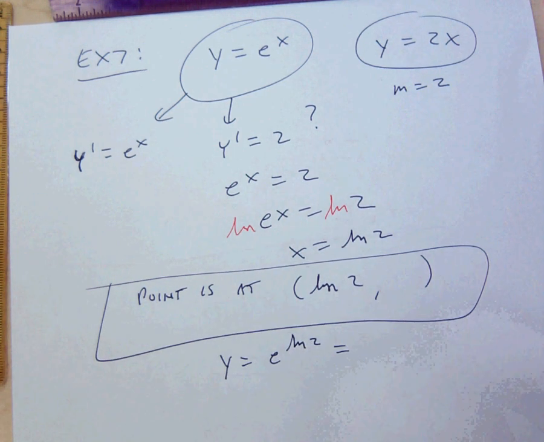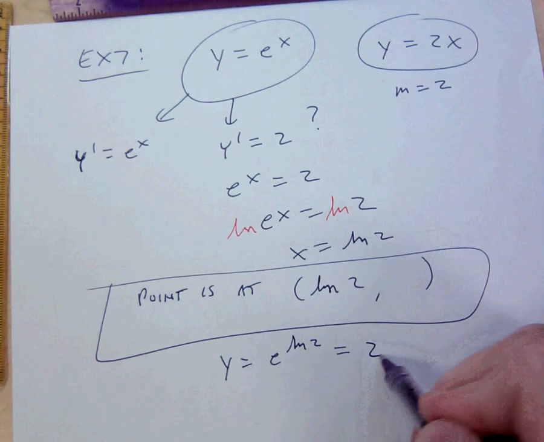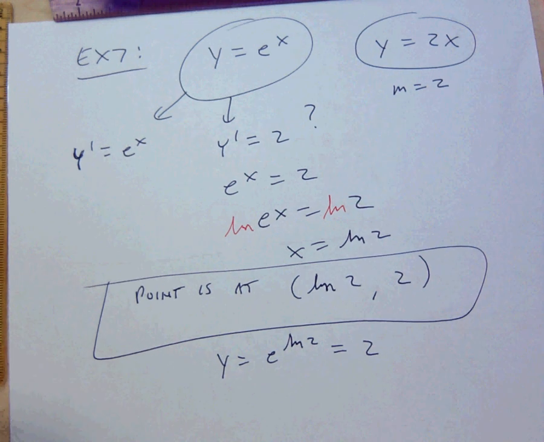What's e to the ln of 2? Don't the e and the ln drop out, giving you 2? So there it is. Your point is ln of 2 comma 2. Ready to see what I did? Okay?